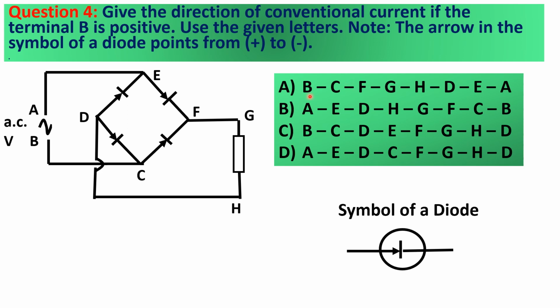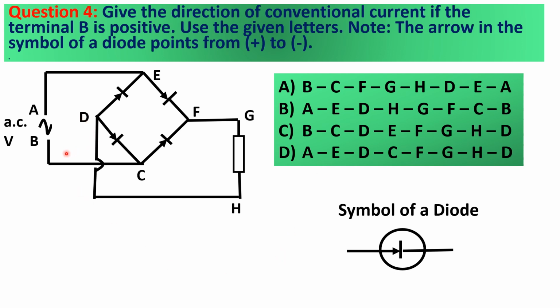Is it letter A from B? Okay, it goes to C, then F, G, H, D, E, A. For B, it's A to E to D to H to G to F to C, B, and so on and so forth until option D. Right. What do you think is the best answer?